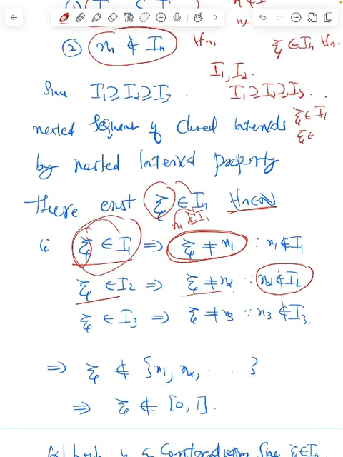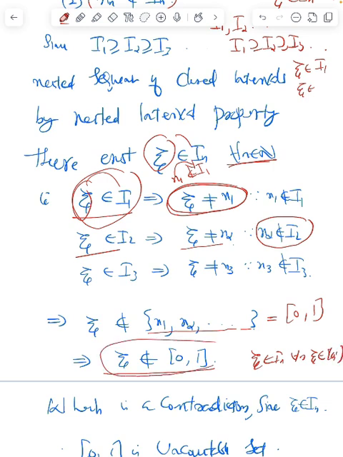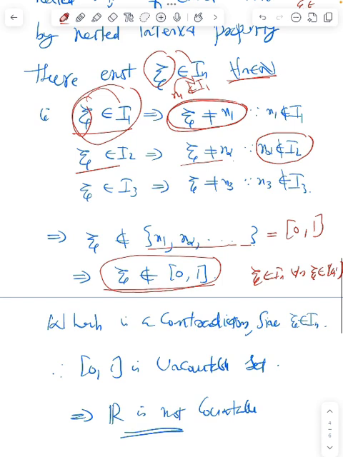That means z does not belong to the set {x1, x2, x3, ...}. But we assumed that this set is equal to the closed interval [0, 1], which means z does not belong to [0, 1]. This is a contradiction, since z belongs to In for every n, which means z belongs to [0, 1]. Therefore, our assumption is wrong. Our assumption was that [0, 1] is a countable set, which is wrong. That means [0, 1] is an uncountable set. That means R is not countable.